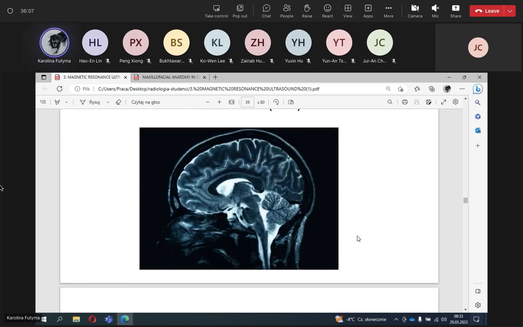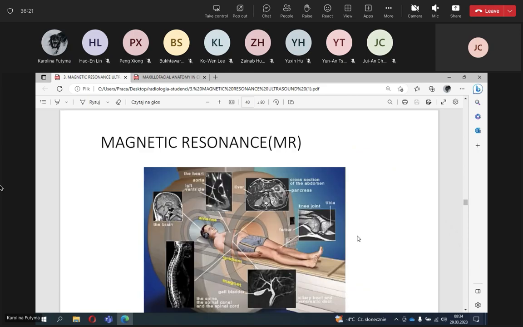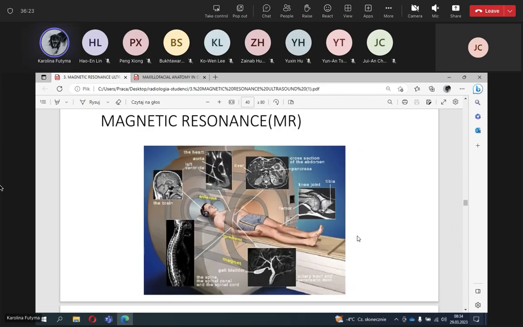Again, sagittal view of normal brain. T2 for sure, because our medullary fluid, the cerebral fluid, is visible as a bright signal. Okay. Another example, another image showing what we can image and what we can examine in the MRI.